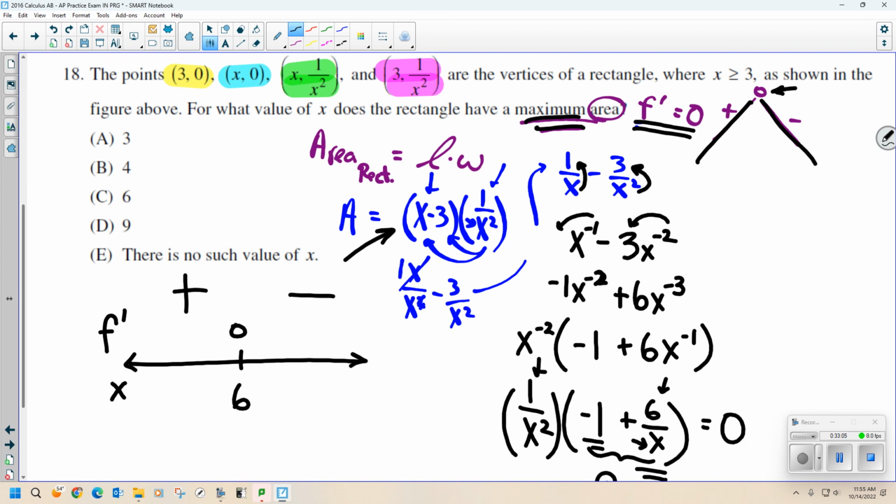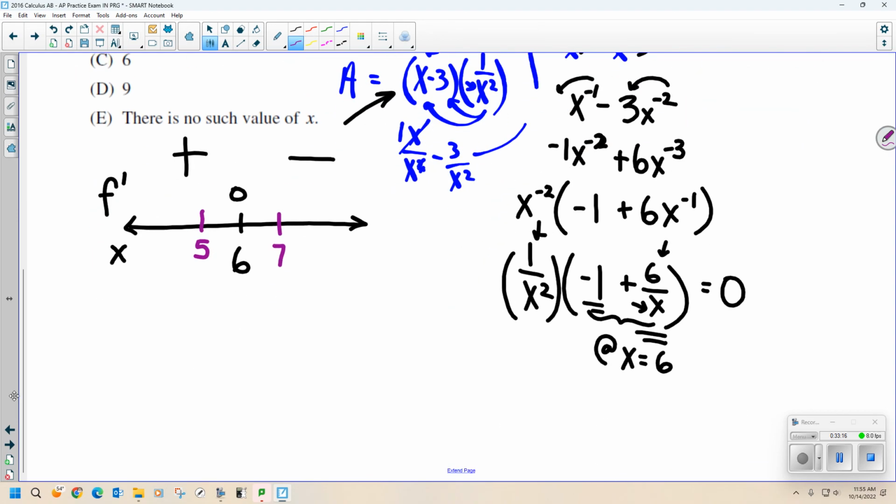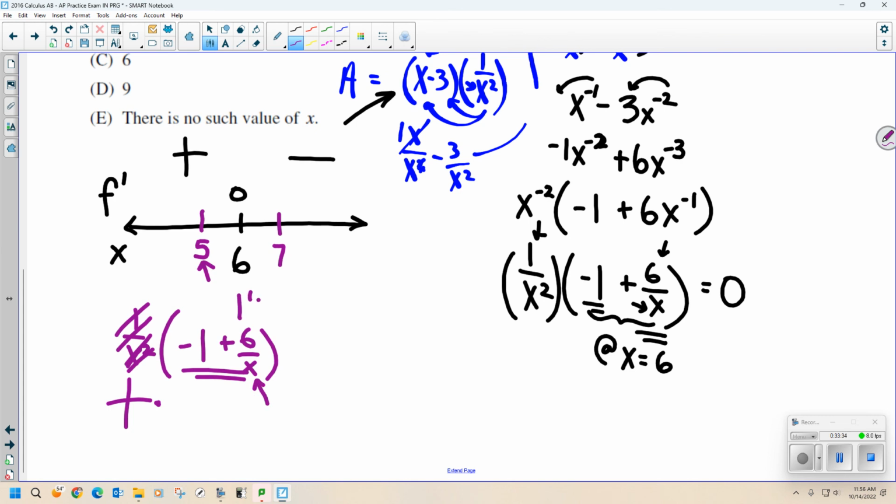So let's plug some numbers in, shall we? Let's plug 5 and 7. Okay? And I'm going to plug those into 1 over x squared times negative 1 plus 6 over x. This will always be positive. I'm multiplying a positive times whatever this is. If I throw a 5 in for this x, I'll get 1 and 1/5. Okay? If I take a negative 1 from that, it will still stay positive.